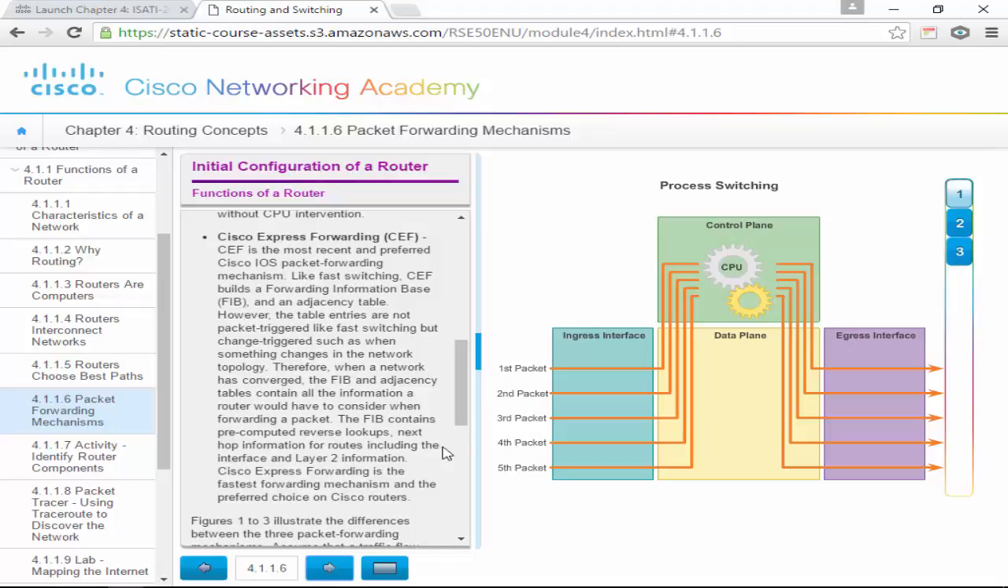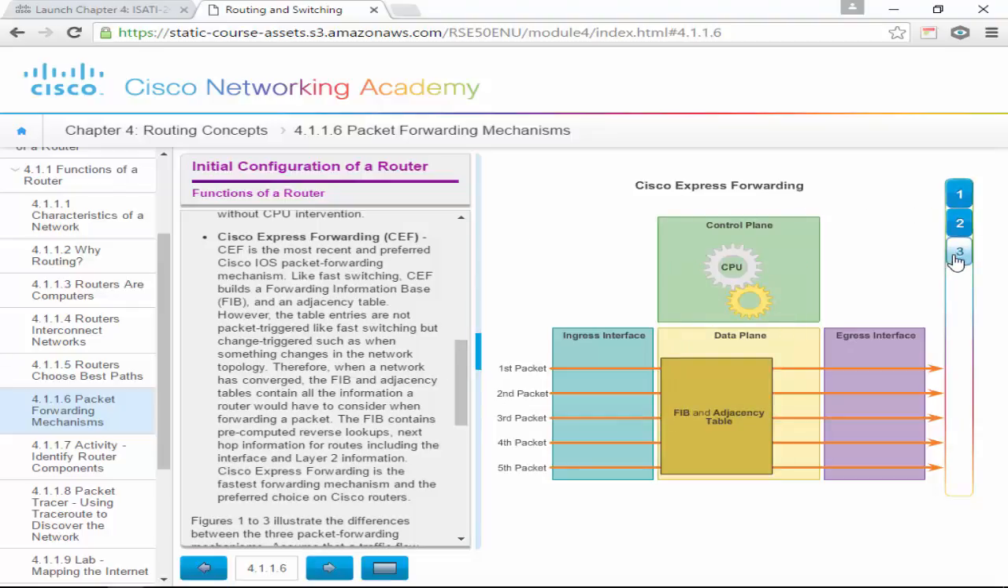So the table entries are not packet triggered like fast switching, but change triggered, such as when something changes in the network topology. Therefore, when a network has converged, the FIB and adjacency tables contain all the information a router would have to consider when forwarding a packet. The FIB contains pre-computed reverse lookups, next hop information for routes, including the interface and layer 2 information. Cisco Express Forwarding is the fastest forwarding mechanism and the preferred choice of Cisco routers. Alright.